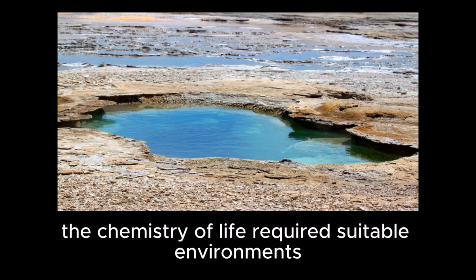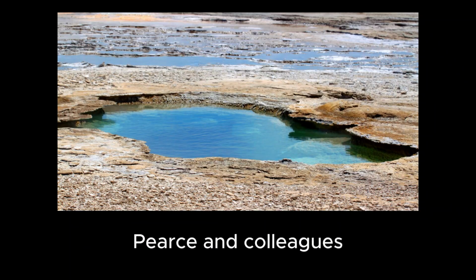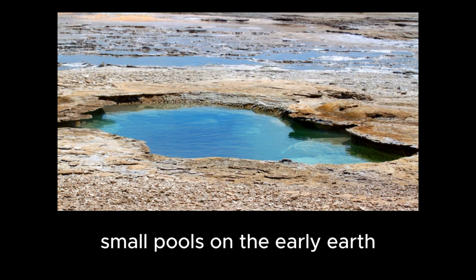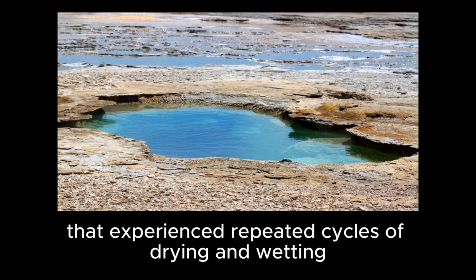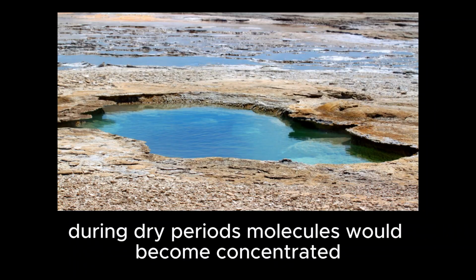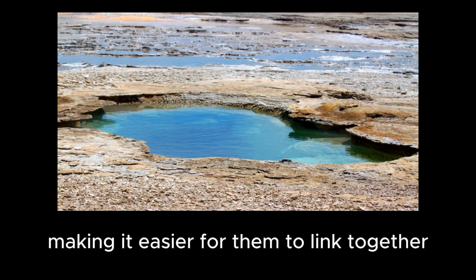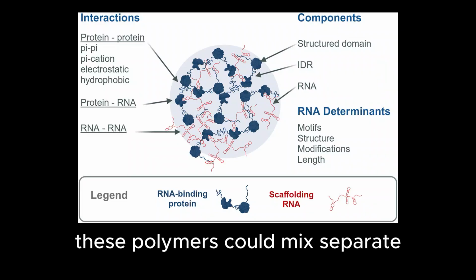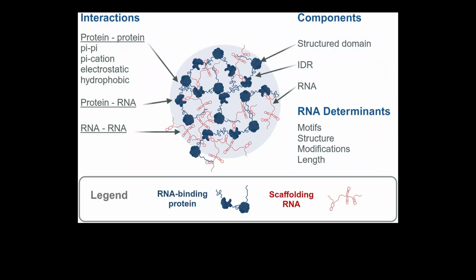The chemistry of life required suitable environments. Pierce and colleagues in a 2017 paper modeled warm little ponds, small pools on the early Earth that experienced repeated cycles of drying and wetting. During dry periods, molecules would become concentrated, making it easier for them to link together into polymers. When water returned, these polymers could mix, separate, and interact.